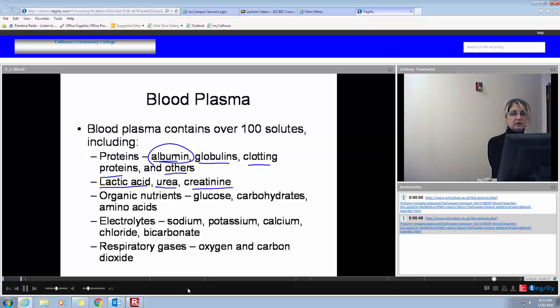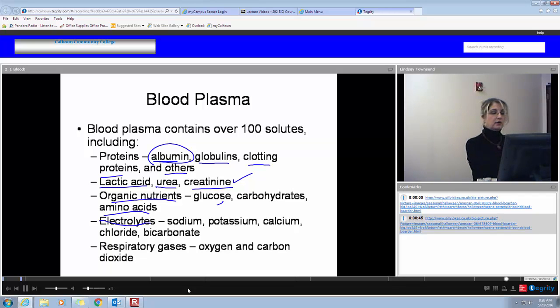Urea and creatine are also associated with some of the cellular metabolism, and you should remember a little bit about creatine being a sort of a storage molecule for ATP. Inorganic nutrients, glucose, carbohydrates, amino acids, where are those going to come from? Primarily from eating, right? So these are going to be absorbed as the food passes through the digestive tract.